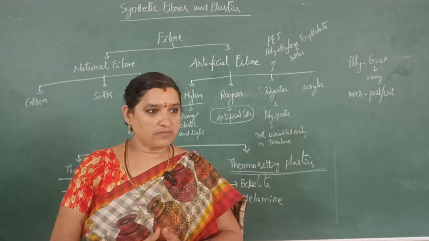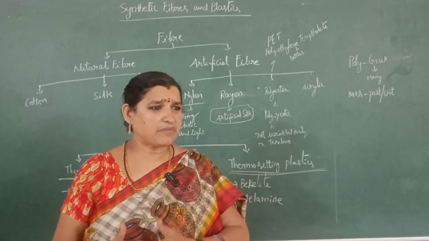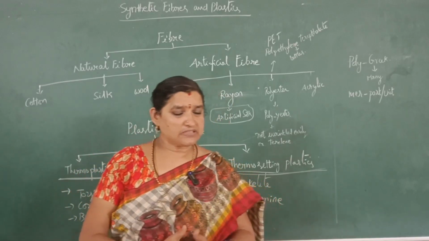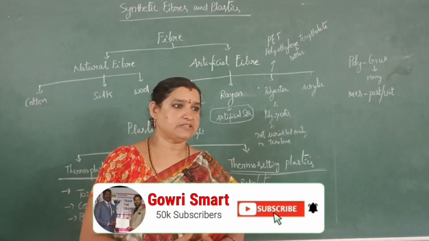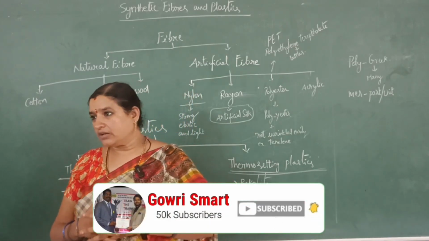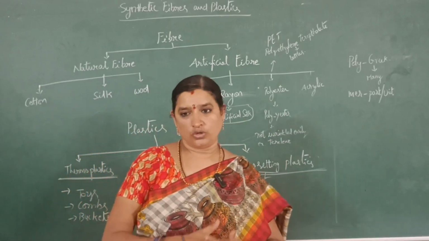So what are natural fibers? Natural fibers we get from nature, meaning from plants and animals. The fibers which we get from plants and animals are called natural fibers. From plants we get cotton and from animals we get silk and wool.